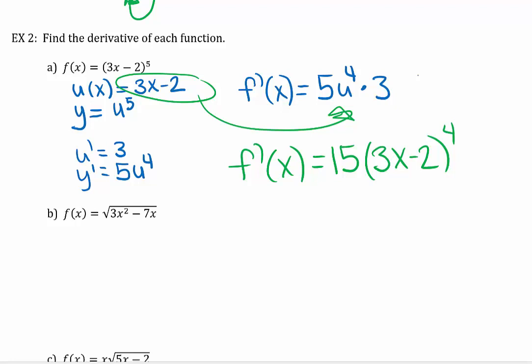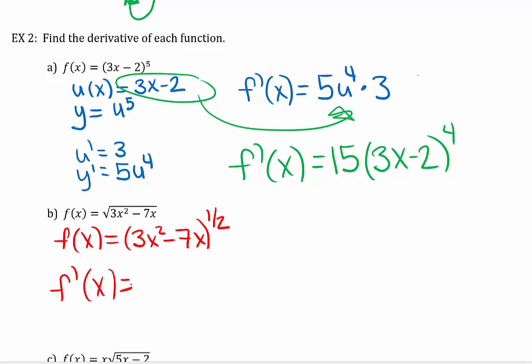So in part B, f of x is the square root of 3x squared minus 7x. Well, before I do anything else, I am going to change that square root into a 1/2 power. Now to find the derivative, I would say that my outside function is the 1/2 power. The inside is the 3x squared minus 7x. If we have something to the 1/2 power, the derivative would be 1/2 times that something to the negative 1/2.